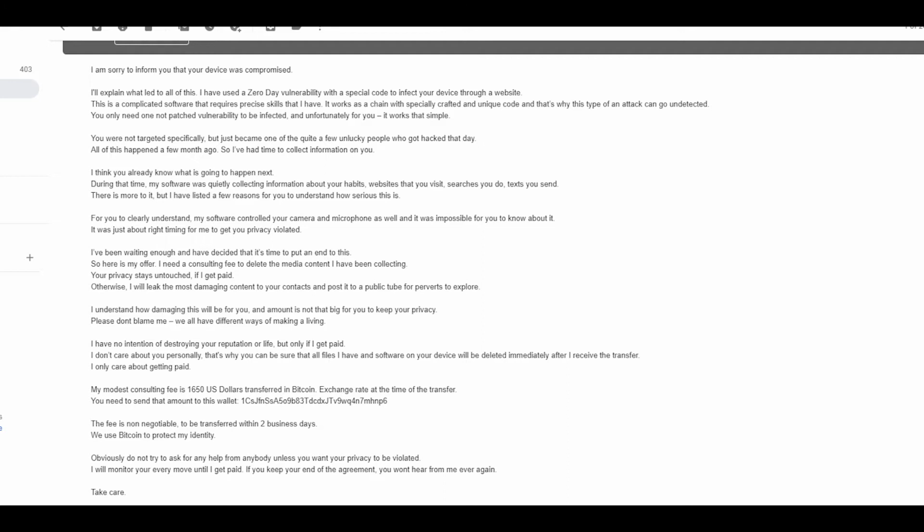The mail mentioned that the sender was collecting information about my cousin's habits, the websites that he visited, the searches he had done, and texts he had sent. Furthermore, he claimed that he had control over the camera and the microphone of my cousin's device. And the sender was also demanding a consultation fee of $1,650 to be transferred in Bitcoin within 2 business days. He had also sent his Bitcoin wallet address. He claimed to use Bitcoin to protect his identity. So this is the brief description of the mail.